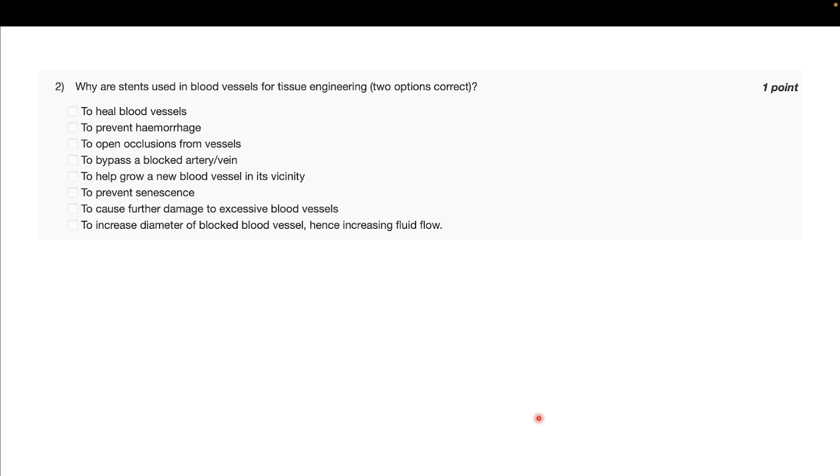So next is, why are stents used in blood vessels for tissue engineering? And you have to select two correct options. So be a little careful with these questions wherever you're supposed to select two options. I think last time there was a confusion in how the marks are given. I think if you select both options correctly, you'll get full marks, and if either of them is wrong, you'll lose all the marks for that question. I think that's how they're grading it. So go ahead with the options and let me know if anybody has an answer.